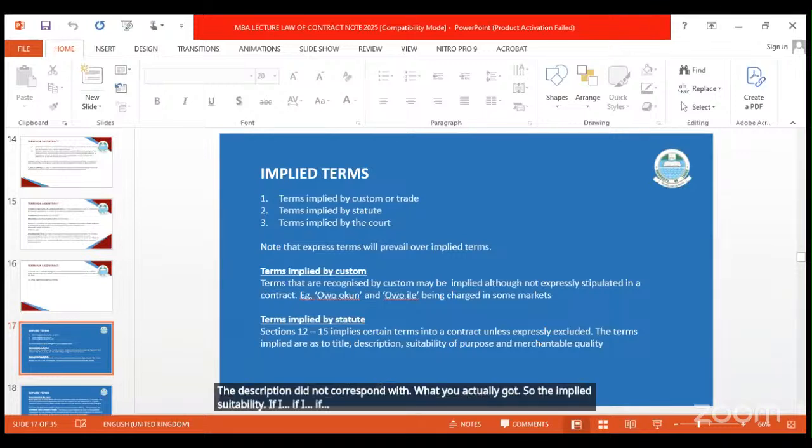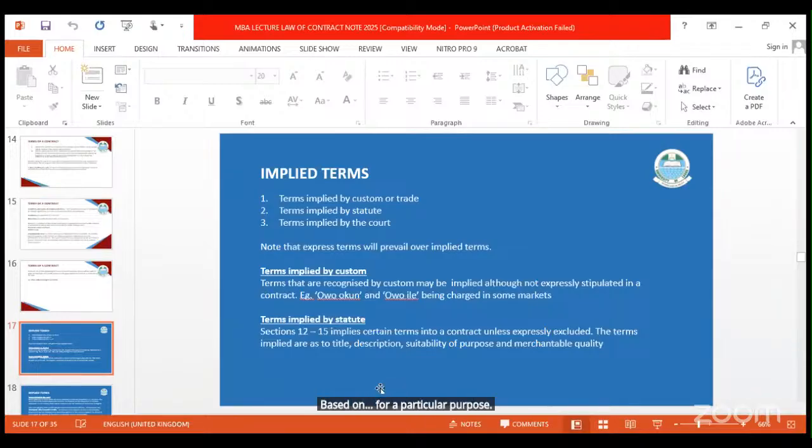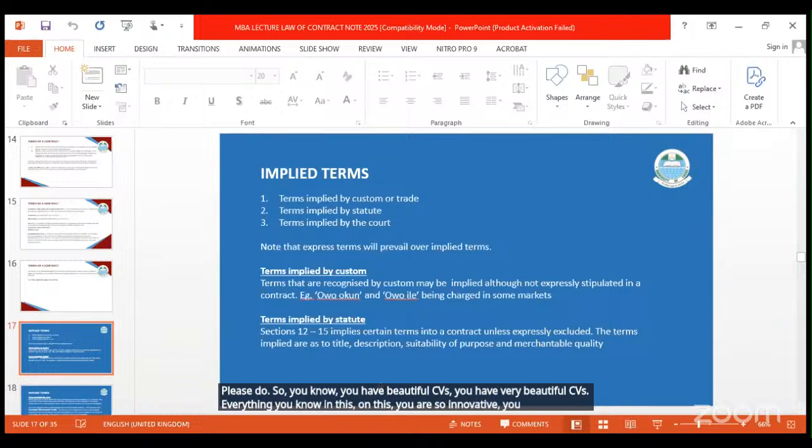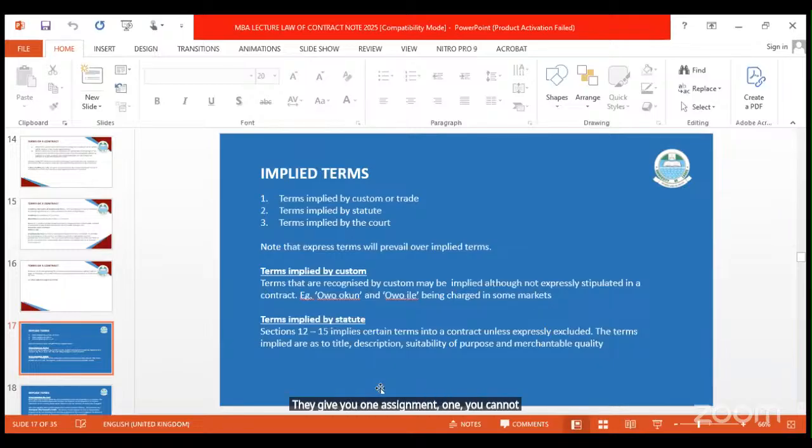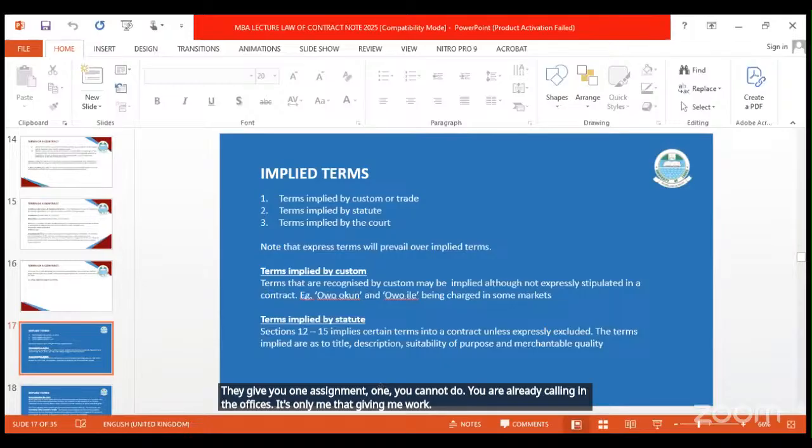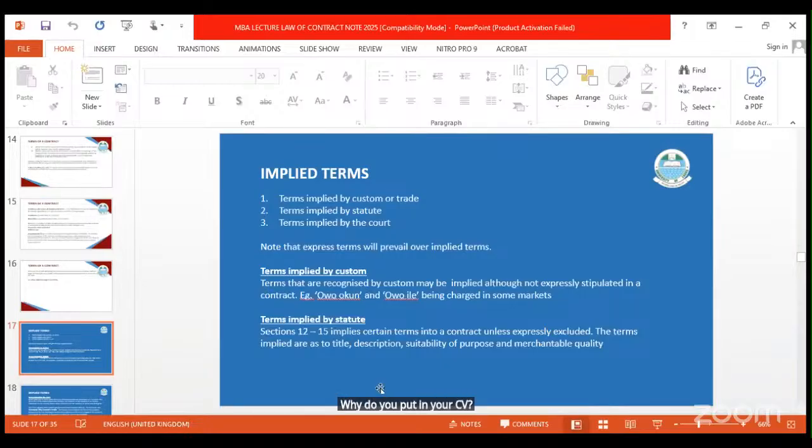If we're hiring services or consultancy, you're hiring someone for a particular purpose, particular skills. It means that the person you hire must have those skills. Not that when he comes after hiring, he's stumbling. Oga, oga, oga, no, please. You have a beautiful CV. Everything you know, you are so innovative, you can work with less supervision. They give you one assignment, one you cannot do, and you are already quarreling in the office, it's only me that is giving me work. Check your CV. What did you put in your CV?